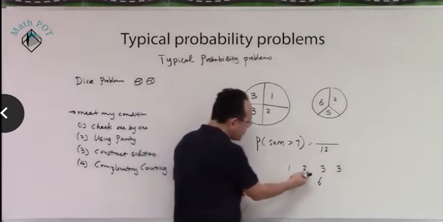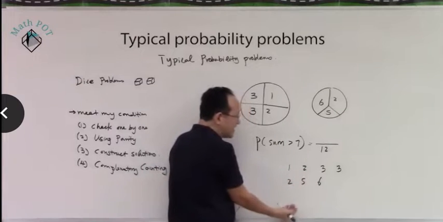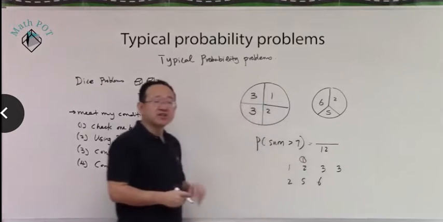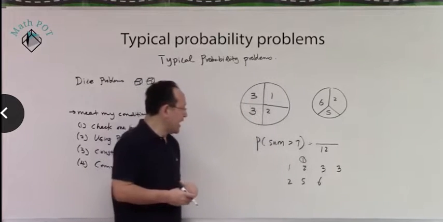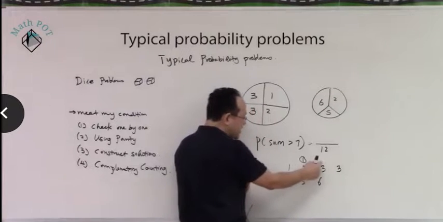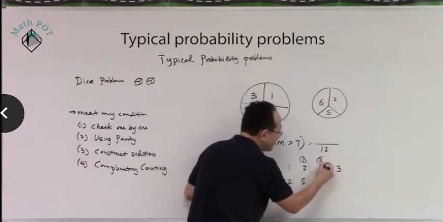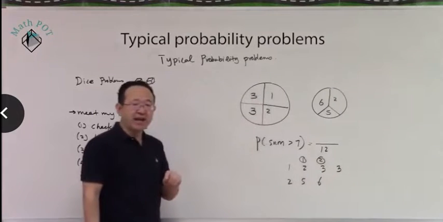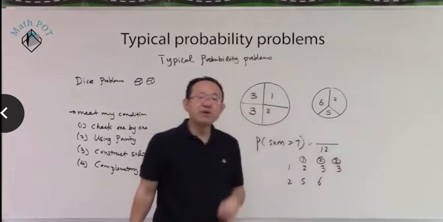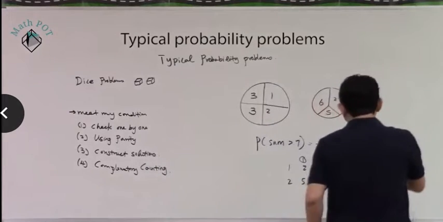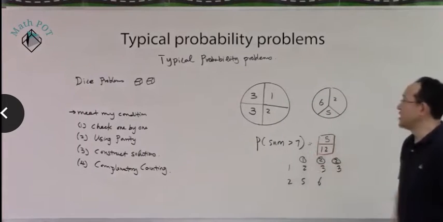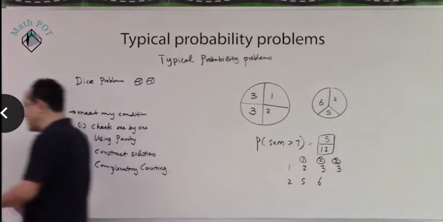So how about 2? Of course, 2 plus 2 doesn't work. 2 plus 5 doesn't work. 2 plus 6, it works. That means we find 1 way if the first number is 2. So how about 3? Of course, 3 plus 2 doesn't work. 3 plus 5 works. 3 plus 6 works. That means we have 2 ways if the first number is 3. It's very clear. We have the same number, which is 2, for this 3. That means we have a total of 5 favorable outcomes. Of course, the final answer is nothing but 5 over 12. So make sure you fully understand this example.